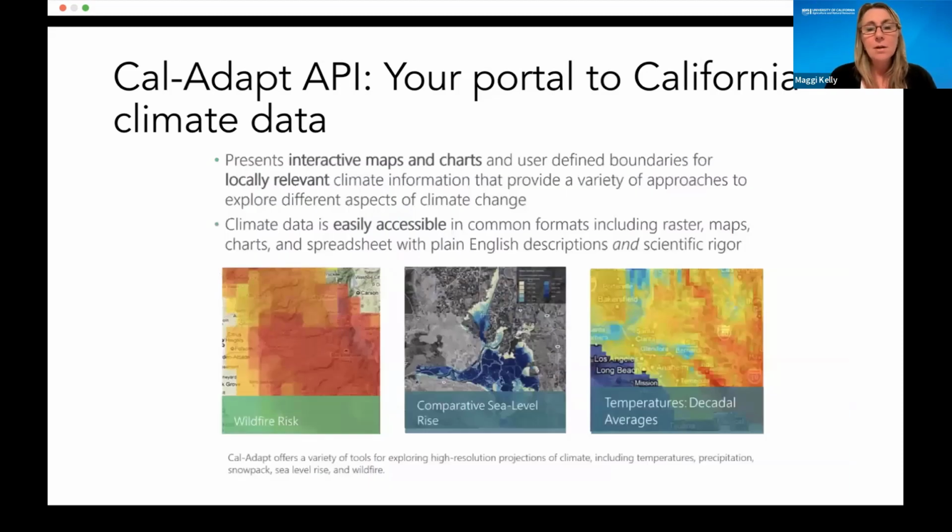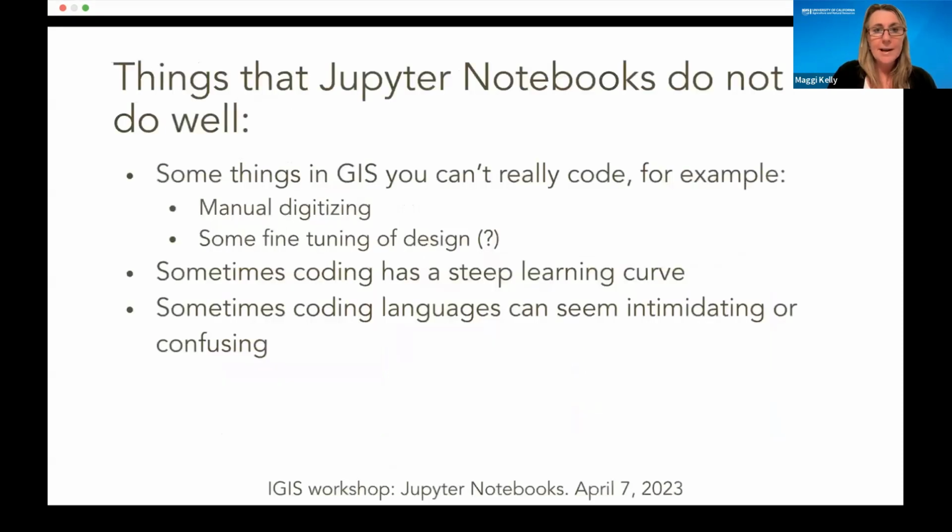Another snapshot about CalAdapt: if you don't know it, I encourage you to check it out even outside of this workshop. It makes climate data easily accessible. There are tons of cool maps and great charts. You can zoom in on your area, do downloads, and see all sorts of extremely gorgeous visualizations. It's a really great site to check out.